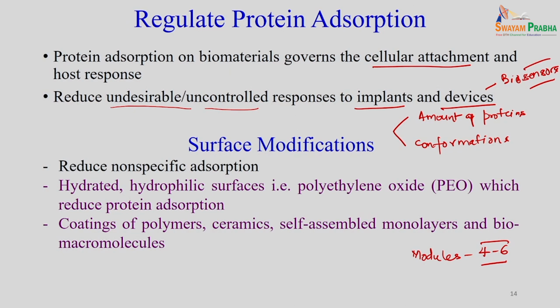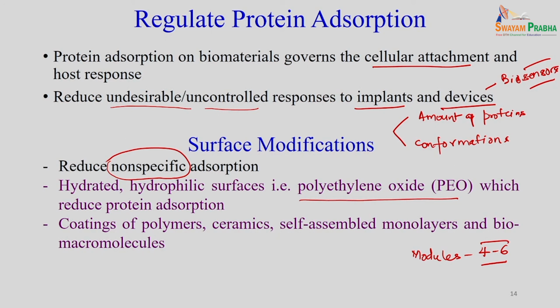So, it should be specific to the particular ligand or, let us say, protein molecules. In that case, the surface should be very specific and it should avoid any non-specific adsorption. So, if you go for the surface modification, the first objective is to reduce the non-specific adsorption.